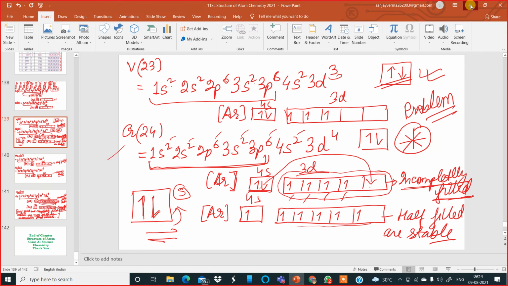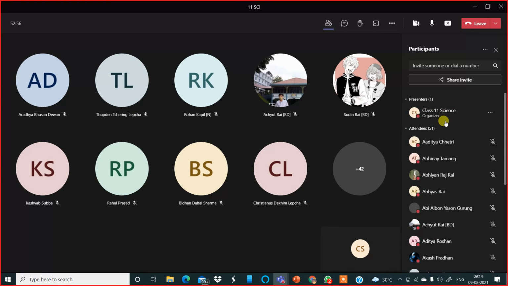There are 51 boys today. I don't know from where the remaining came. Otherwise they are always missing. Okay, attendance is being downloaded.